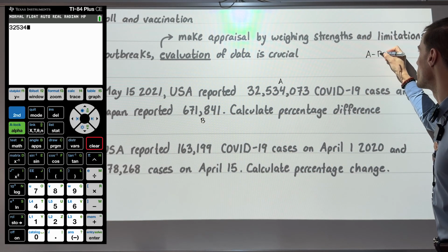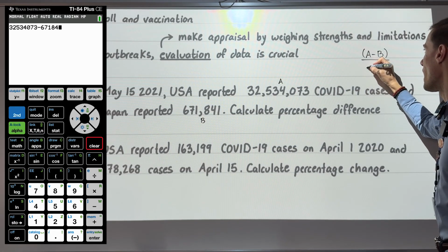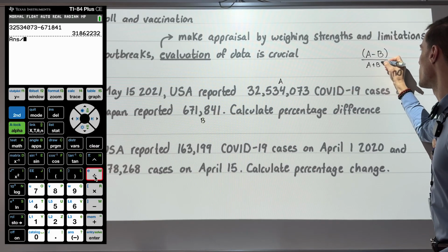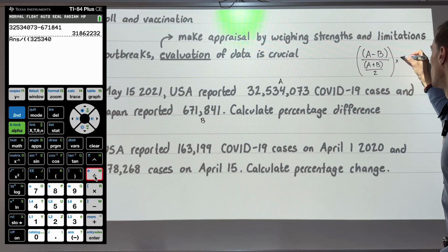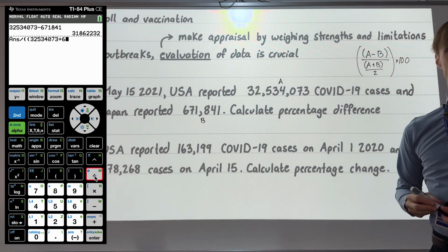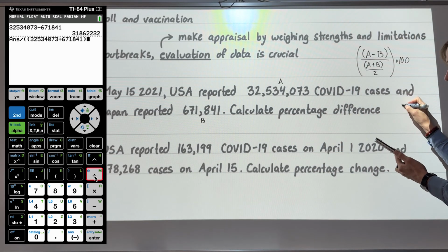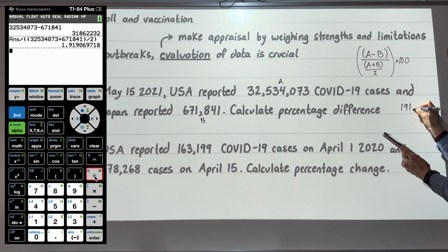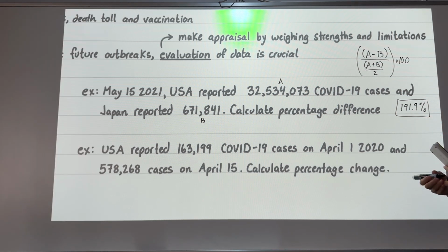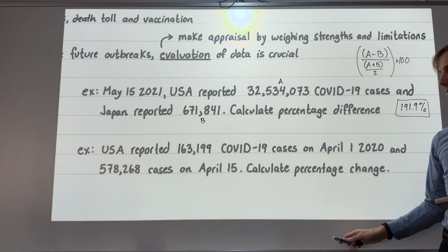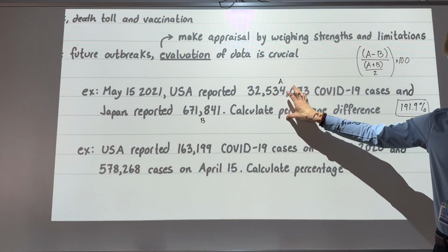So it's going to be A minus B, divided by A plus B divided by 2, multiplied by 100. So let's put this in the calculator. So I got 191.9%. So the COVID-19 cases differed by 191.9% between these 2 countries.